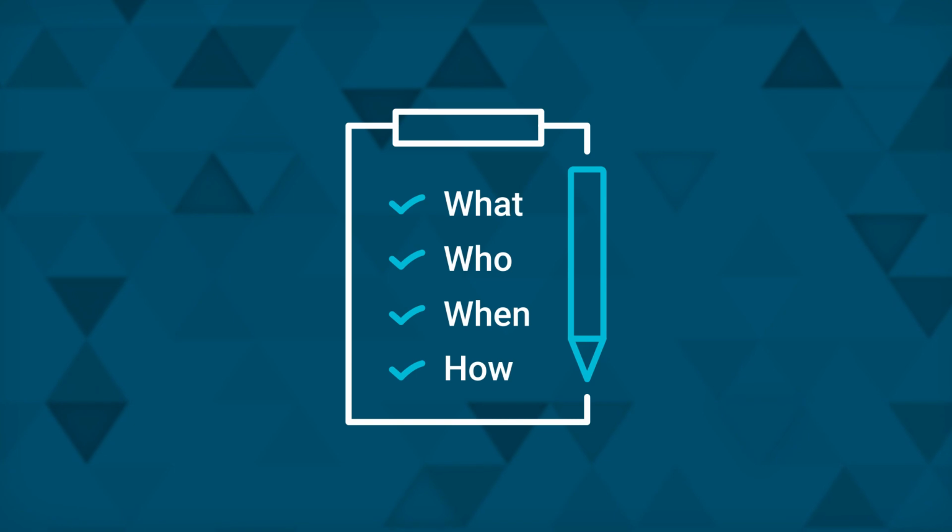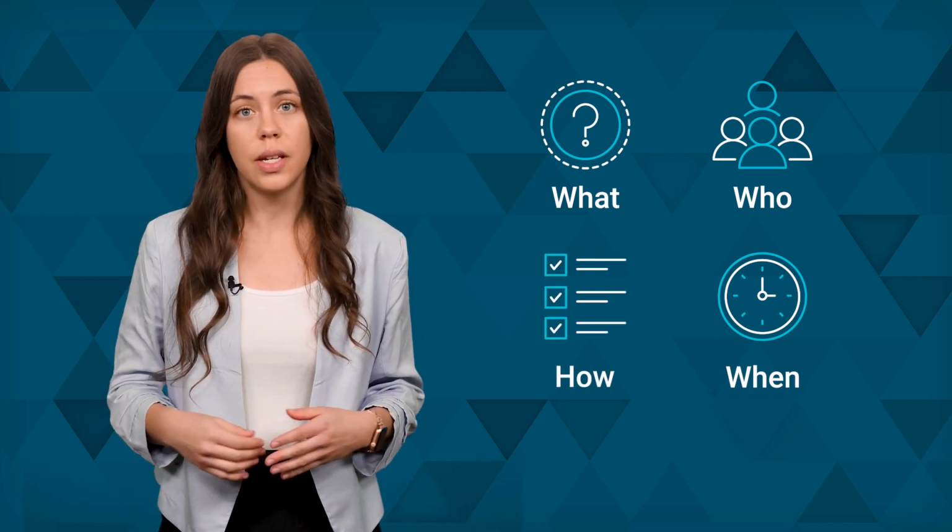Let's break those 4 down. What refers to what threats, exploits, and situations qualify as actionable security incidents, and what the organization will do in response. Who specifies who is responsible for tasks if a security incident occurs. When means when exactly and under what circumstances your incident response team members perform specified tasks. And finally, how describes how team members should complete those specified tasks.